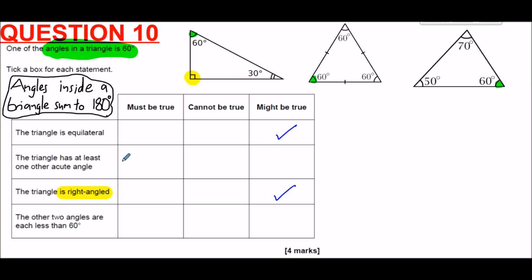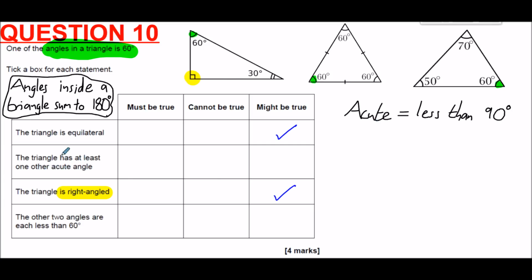The second statement is a bit harder to think about. It says the triangle has at least one other acute angle. Well, we need to remember what acute means. Acute angle means less than 90. Cute. Think of it as two separate words. Cute things are normally small, like bunnies or mice or whatever. Just think of something small that's just cute. Acute angle, it's tiny. It'll be less than 90 degrees. That's the way I remember what acute angle is. Cute, small, less than 90 degrees.